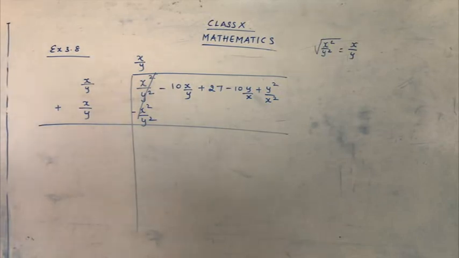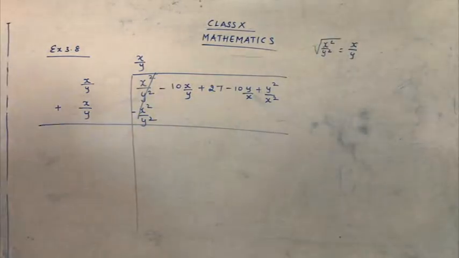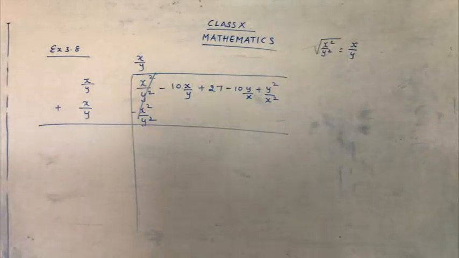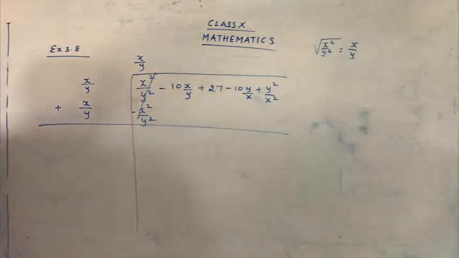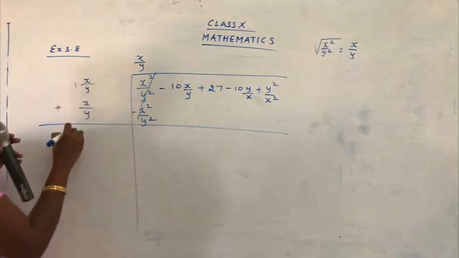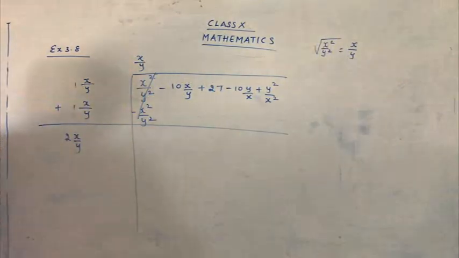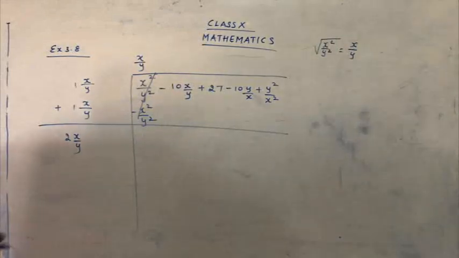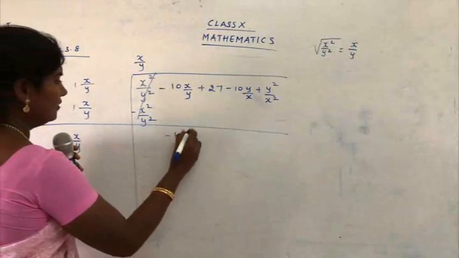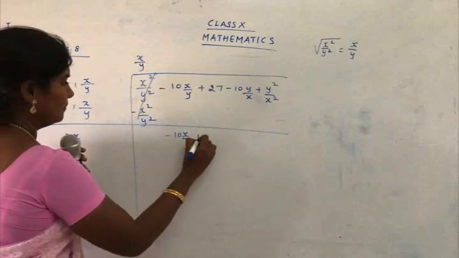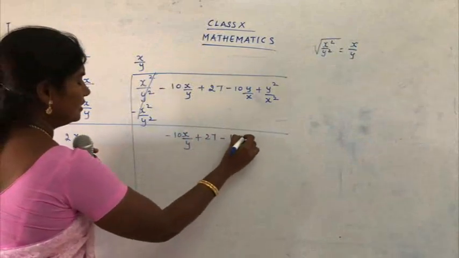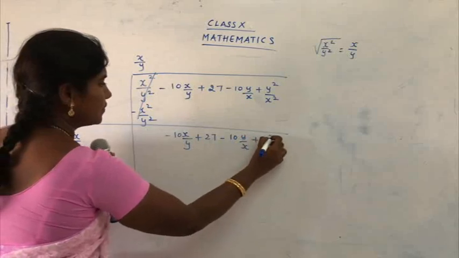So we have taken the square root of the first part. First term is x square upon y square. The square root of it is x upon y. Then we have to write it 3 times, x upon y. Now let's proceed with our sum. So I get here 2x. This is 1x upon y, 1x upon y. So 1 plus 1, 2x upon y. Write down all the remaining terms. Minus 10x upon y plus 27 minus 10y upon x plus y square upon x square.